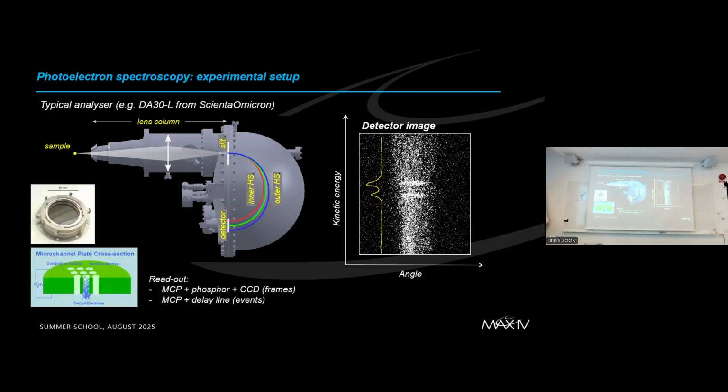The detector is in all cases a stack of multi-channel plates, which looks like that. And then there are two readout options. After the multi-channel plates, you either have a phosphor screen and a CCD camera, and then you record frames in the camera with a certain frequency. Or if you are interested in time-resolved experiments, then instead of phosphor and CCD, you can use a delay line detector, and then you are sensitive to individual events.